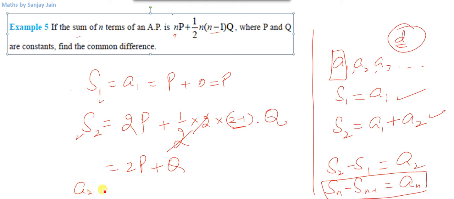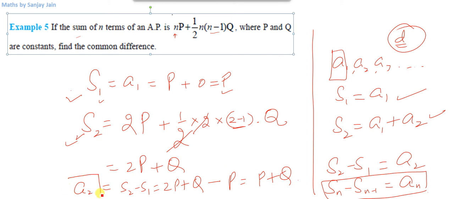So what about A2? That is the second term. It will be equal to S2 minus S1. So S2 minus S1 is equal to 2p plus q minus S1, that is p. So it is equal to p plus q.